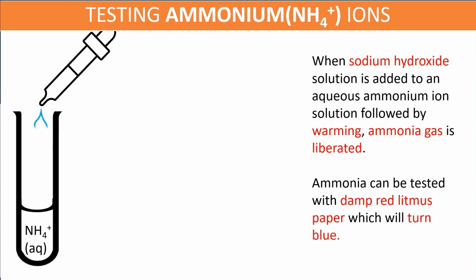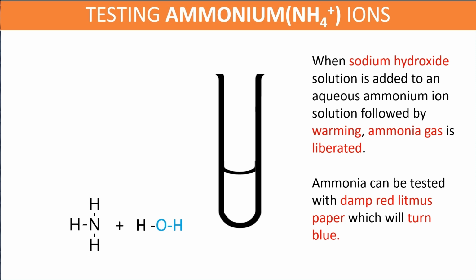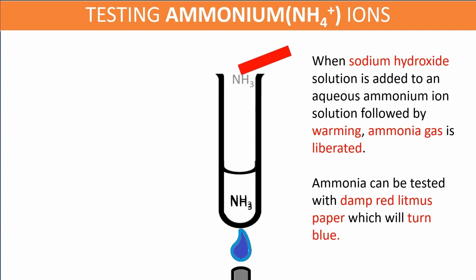When sodium hydroxide solution is added to an aqueous ammonium ion solution followed by warming, ammonia gas is liberated. Ammonia can be tested with damp red litmus paper, which will turn blue.